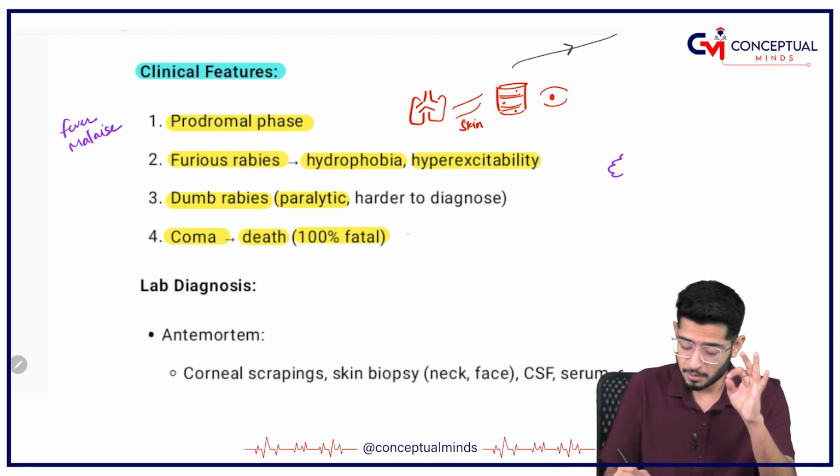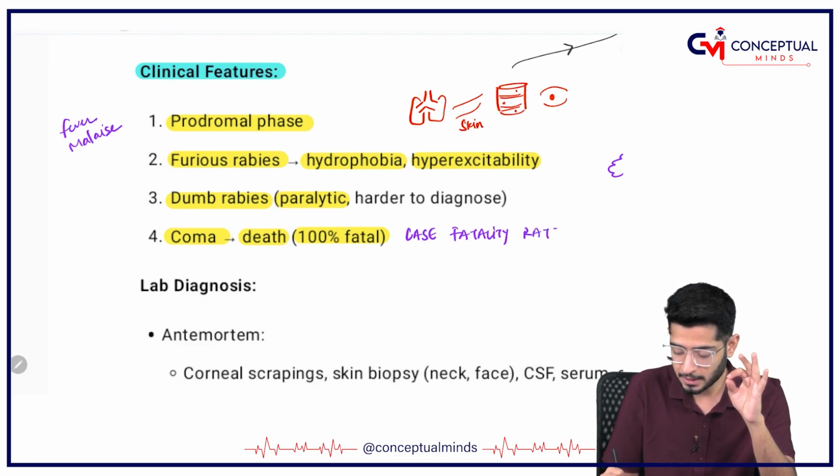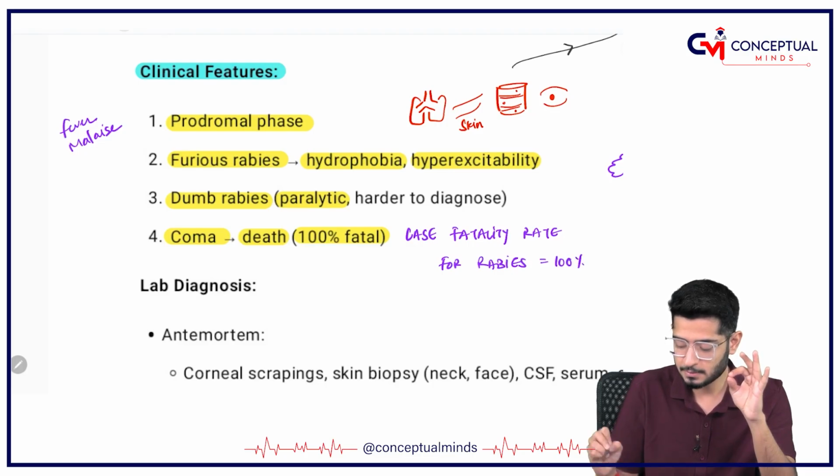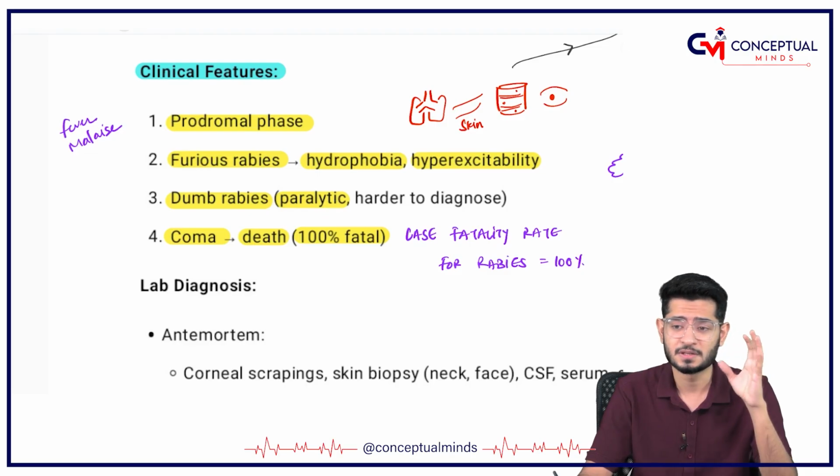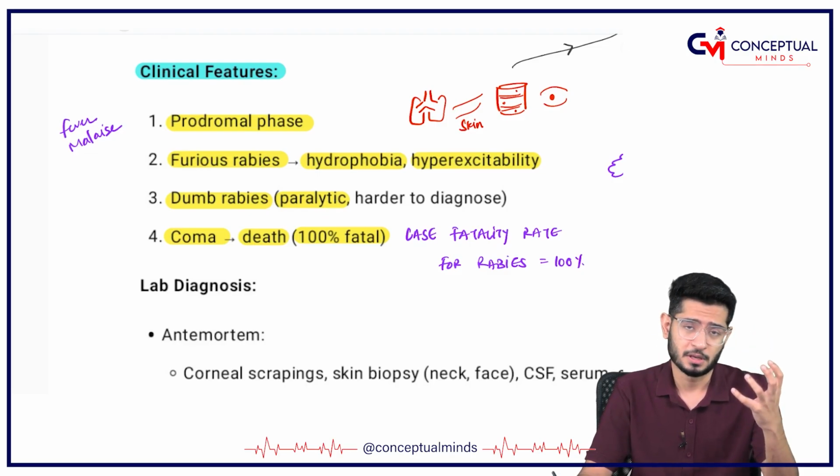So please remember, the PSM people will teach you the case fatality rate. Case fatality rate for rabies is 100%. So once the rabies virus has reached your brain, death is for sure going to happen. This is, I should say, the power of rabies virus.